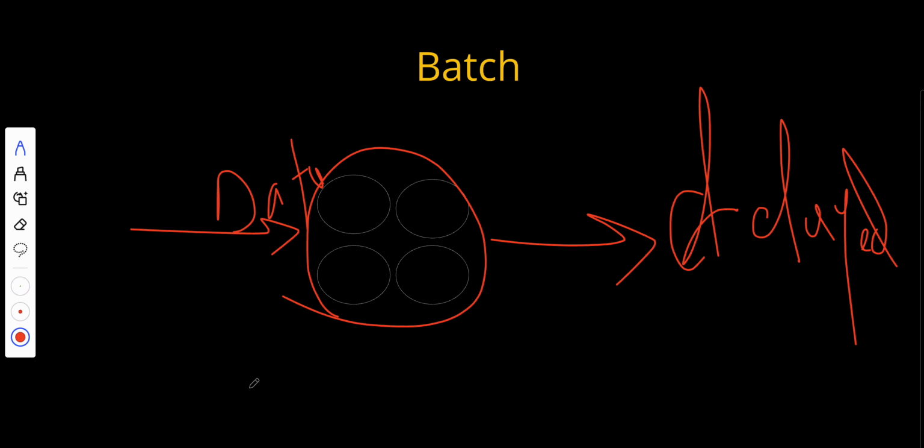So how it works, the key characteristics of batch processing. The first thing is large data volumes. Batch processing is designed to handle massive data sets. Data is accumulated and processed in bulk, which is efficient for analyzing large quantities of information.